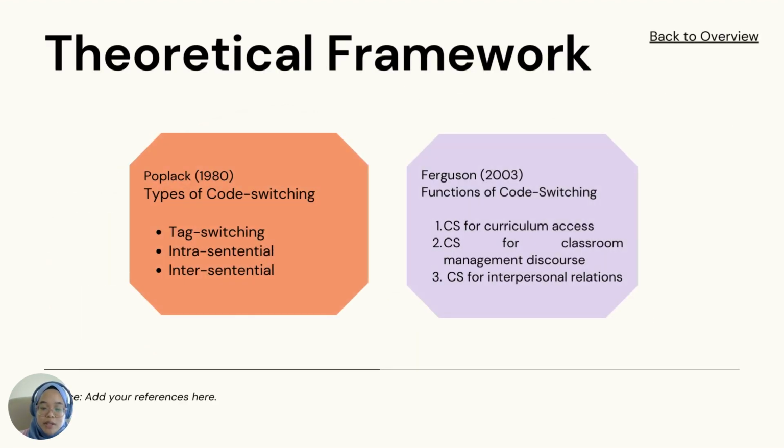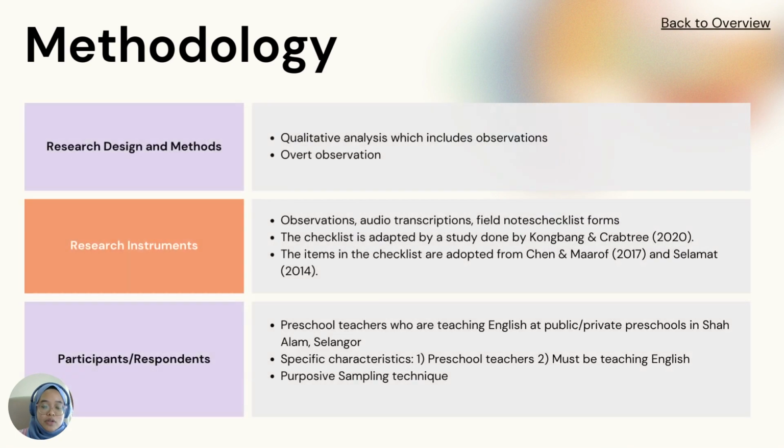As for the theoretical framework, this study is guided by two theories. The first one is Poplack's types of code switching, which are tag switching, intra-sentential and inter-sentential. And then for the functions of code switching, I will be using Ferguson's theory, which covers code switching for curriculum access, classroom management discourse, also interpersonal relations. Ferguson's functions of code switching is the most suitable theory for this study. And I'll be using these two frameworks to guide me when analyzing the data later.